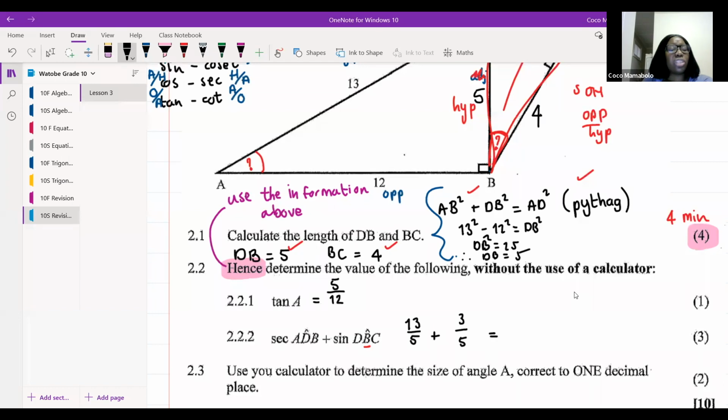Okay. Then we just need to add our two fractions. They have the same denominator. So 13 plus 3 is 16 over 5. And David is like, I was looking at the wrong triangle.